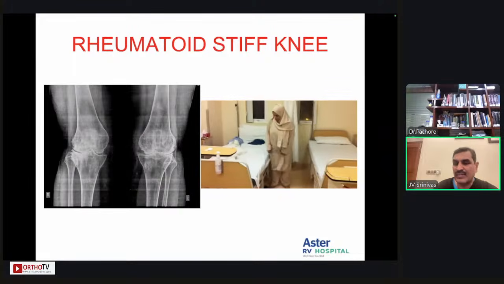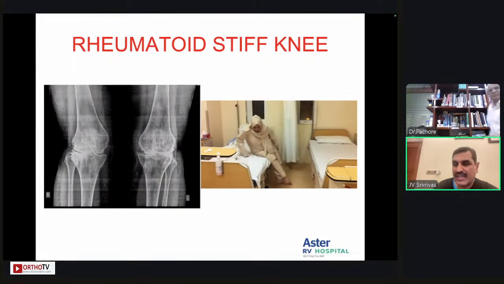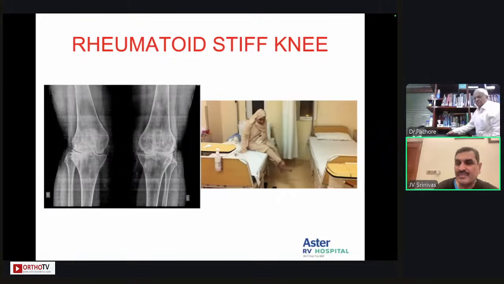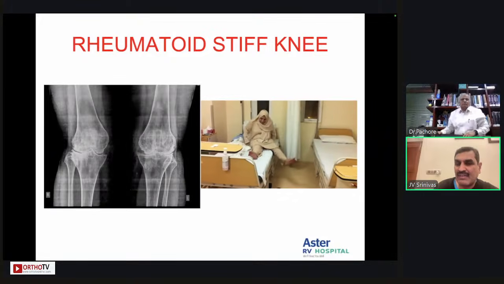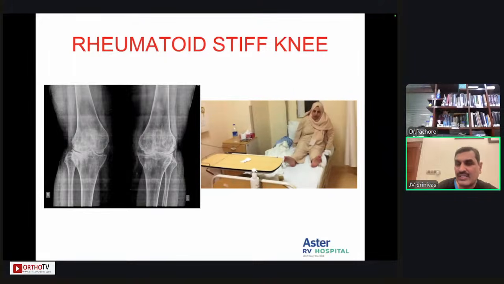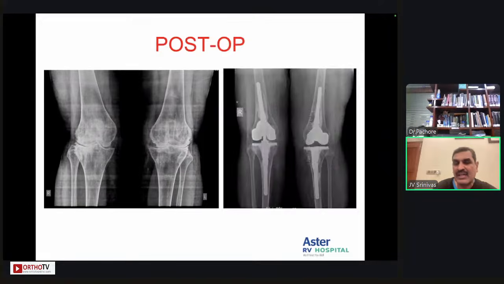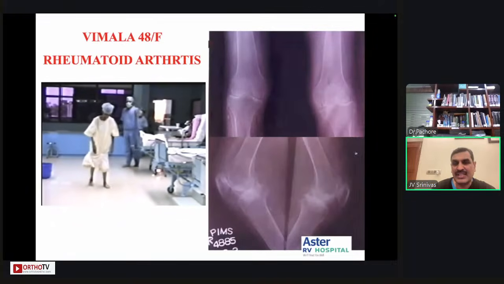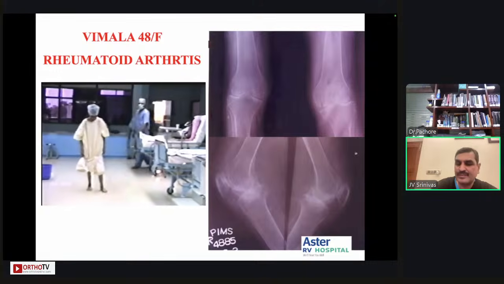If you see her now, you saw her gait, you can see her knee, it is so stiff. She cannot bend her knee when she's sitting. That is what I want to say. In rheumatoid arthritis, you have intra-articular fibrous adhesion. After you do a knee surgery, they get back the full movement. The pathology is intra-articular. It is not extra-articular.